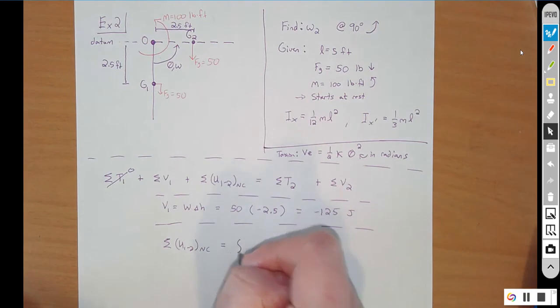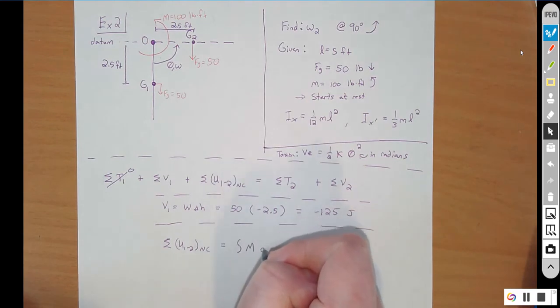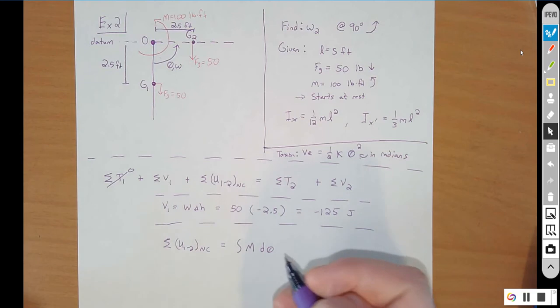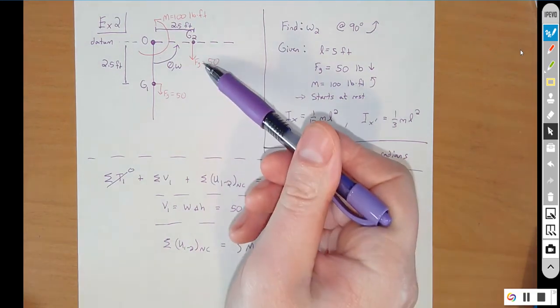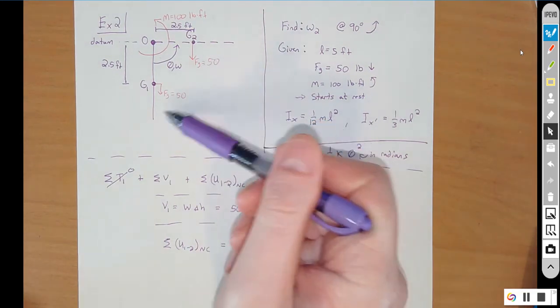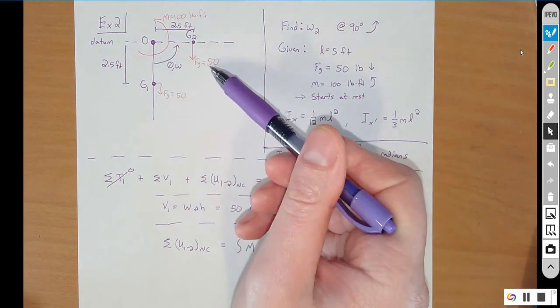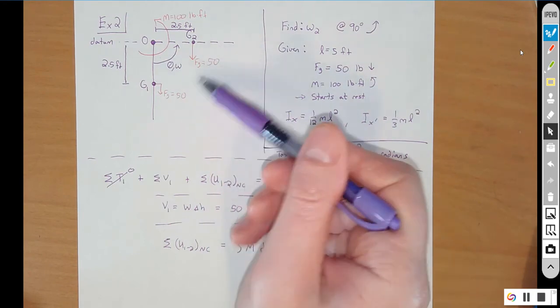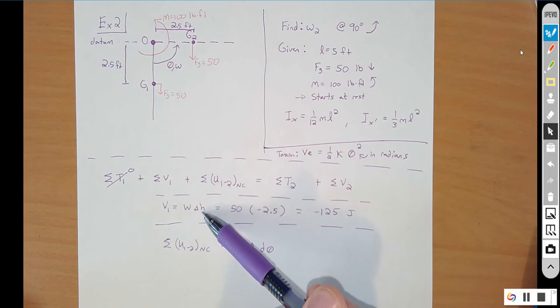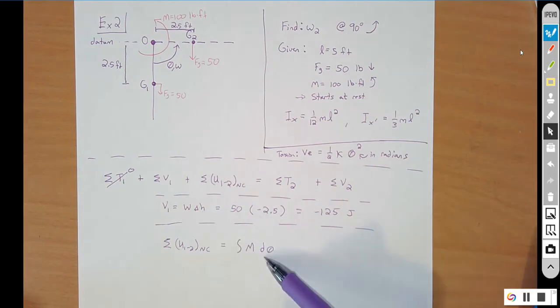So we're going to have the integral of the moment d theta. Now, it's true that this force is also producing a moment, but we've already accounted for this force due to gravity in our potential energy equation, so I do not need to include it down here as well. It's already taken care of in this part.